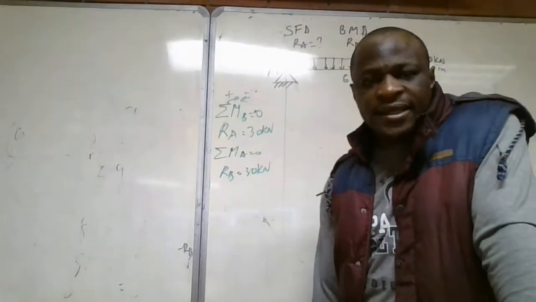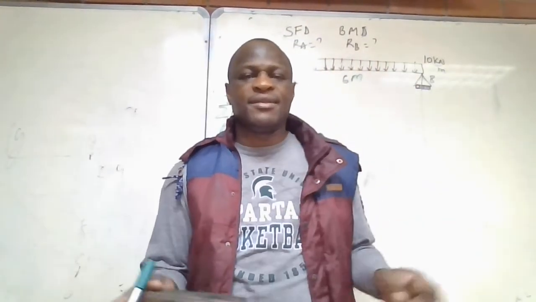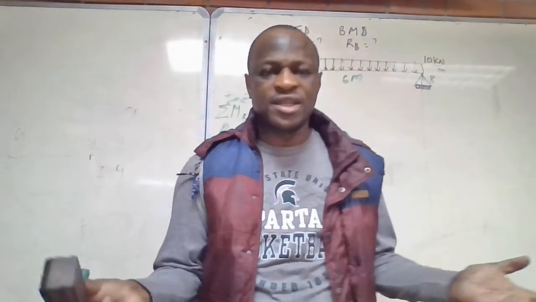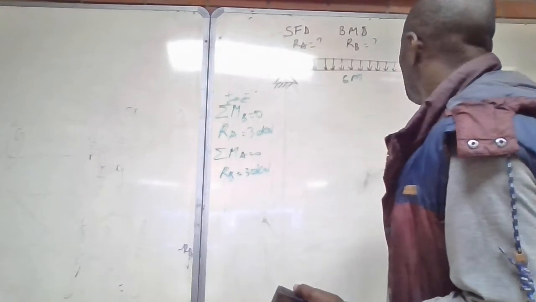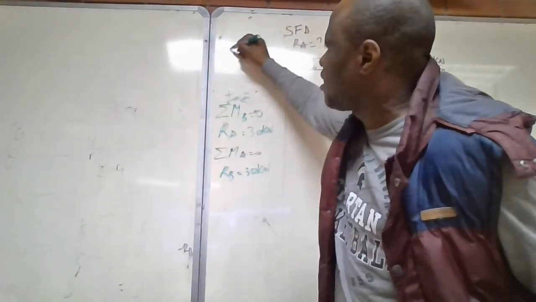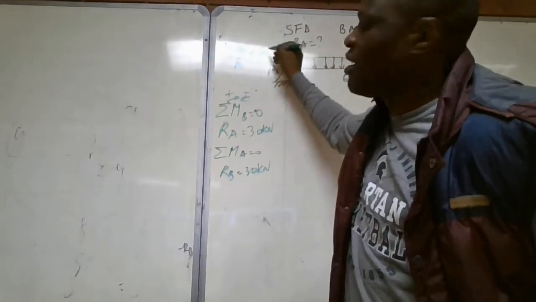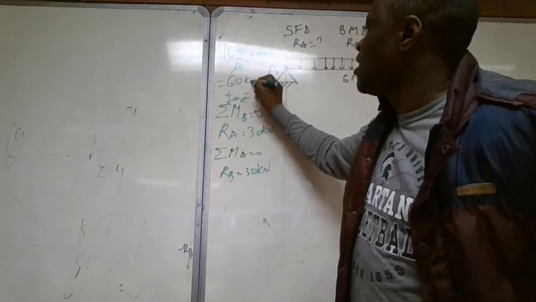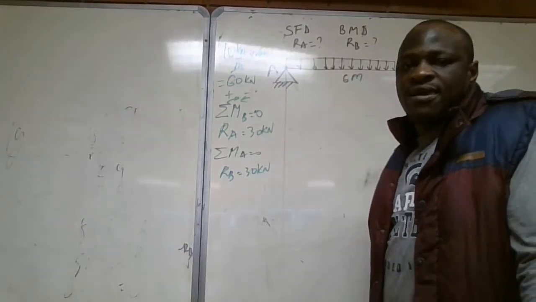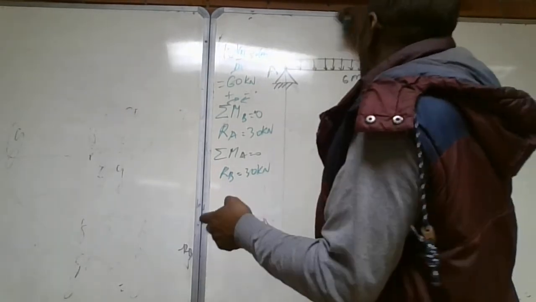Here the UDL is loaded uniformly on the whole length. How do we calculate the resultant UDL? By taking the value per unit of length, which is 10 kilonewtons per meter, times the total length, and this will give us 60 kilonewtons. And we will represent that 60 kilonewtons on the beam.